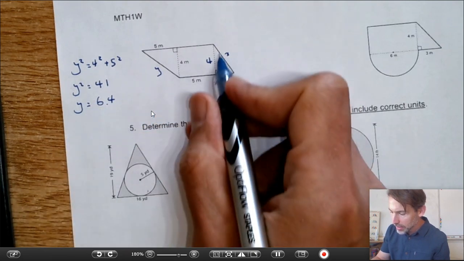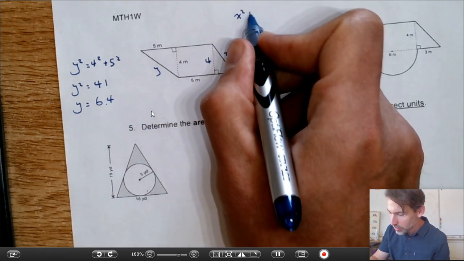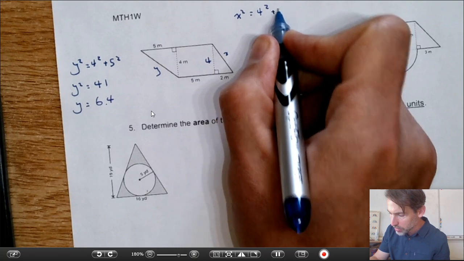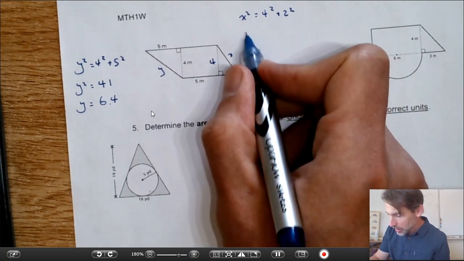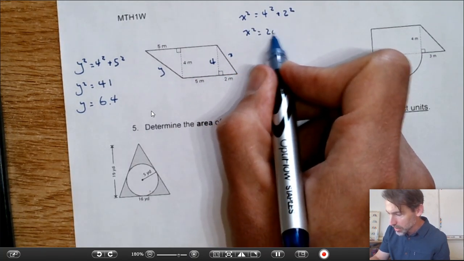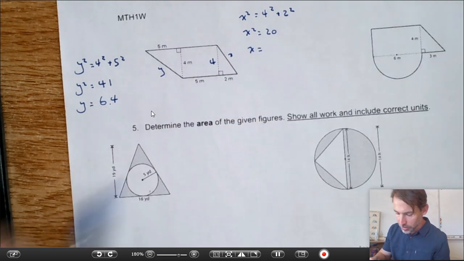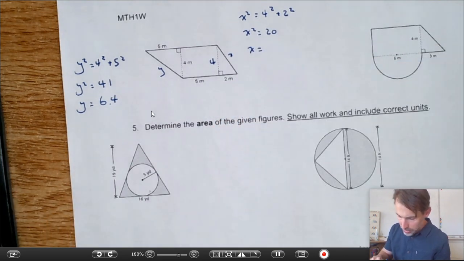Okay? And then x over here. X squared is equal to 4 squared plus 2 squared. X squared is equal to 20. X is a little bigger than 4. Square root of 20 is equal to 4.5.